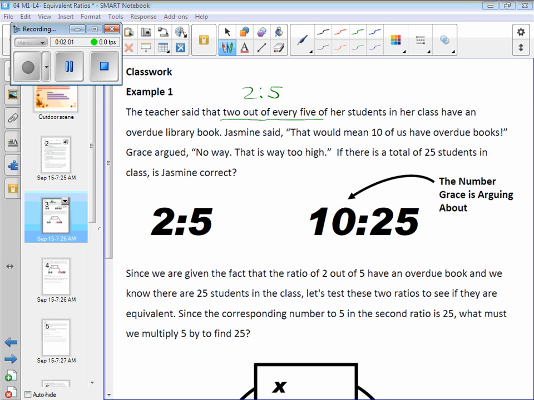What do we know for sure about this class? You got it. Underline that. That's a key VIP. What's the number that's in question?